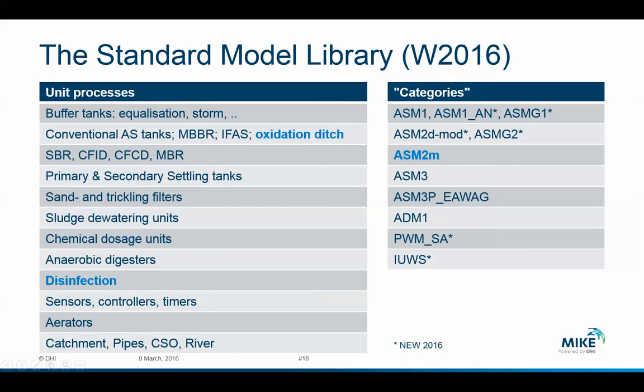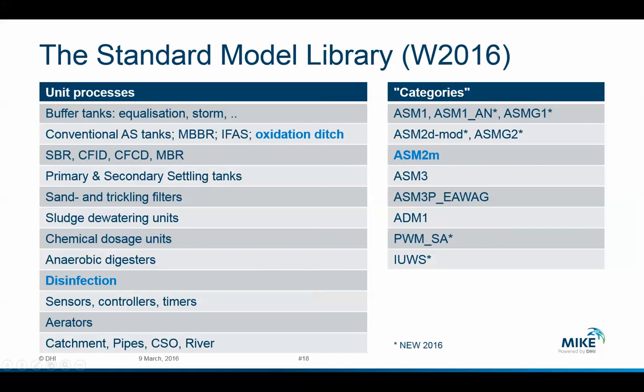This is an overview of the models available in the model library of WEST release 2016. You see a list of unit processes here on the left, and a list of what we call categories in the scope of WEST, roughly corresponding to the ASM series of the International Water Association. You see that all the most common unit processes are present in the library, from buffer tanks, conventional activated sludge tanks, MBR, MBBRs, IFAs, and so on.